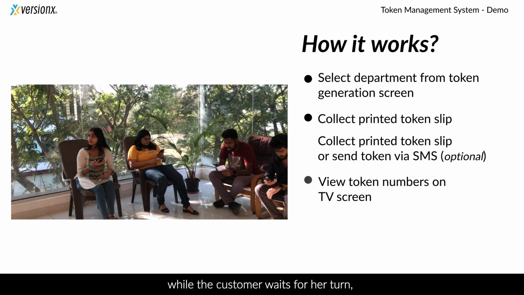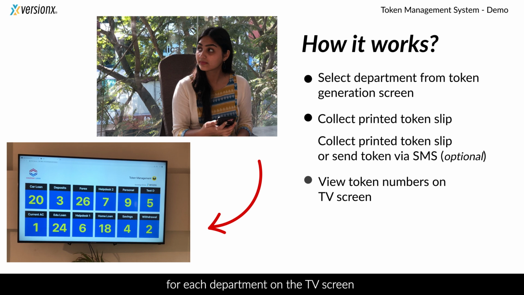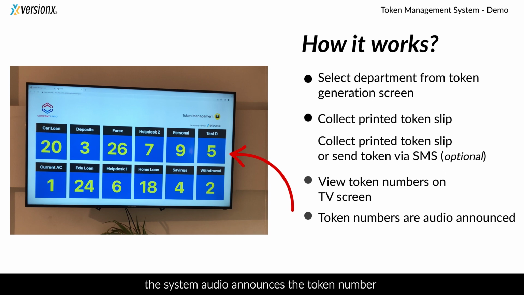While the customer waits for her turn, she can view the token numbers being displayed and called out for each department on the TV screen. The system audio announces the token number and makes an alert sound every time the next token number is called out by the counter operators.